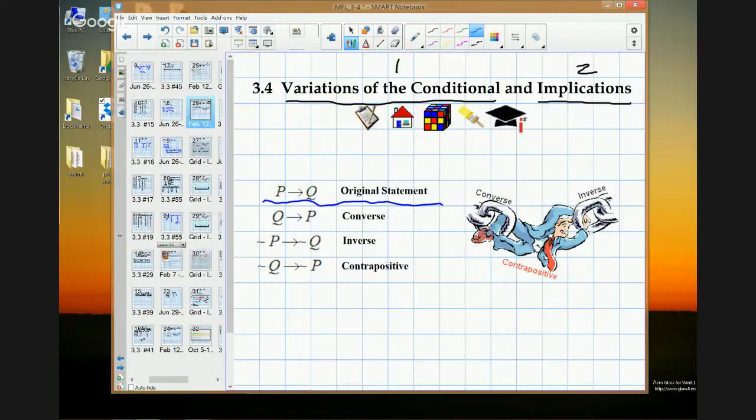Now, there are ways to twist this around. As you can tell in the second line, what happened? They just took the Q and the P and swapped them. Do you see that? If Q, then P. Whenever you just take the if and the then and switch them around, that's called the converse of the statement. Converse.